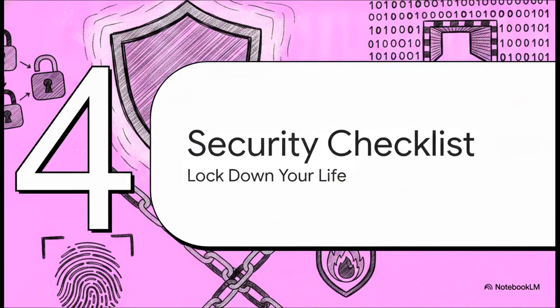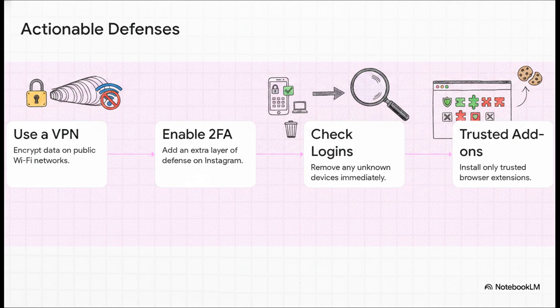All right, Section 4, your security checklist. We've looked at the terrifying realities of the threat, but now it is time to take back control with an actionable defense protocol. These are the steps you can take right now, today, to lock down your digital life against session hijacking. Here is your vital defense checklist. Step 1. Whenever you're on public Wi-Fi, you absolutely must use a VPN. A virtual private network encrypts your data, rendering it totally unreadable to anyone trying to snoop on the network.